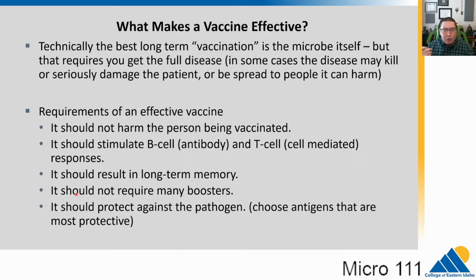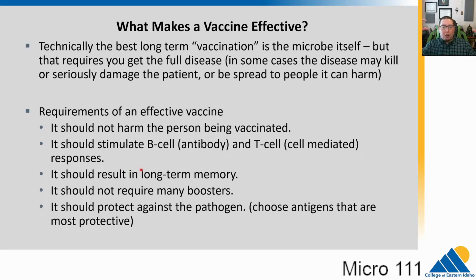This is an interesting thing. Humans are inherently lazy, and the more times they're required to go do something, the less they're going to do it, right? We saw with COVID-19 vaccination, there was like a 10% drop off almost in people who got the first dose and the second dose. That's just generally out of sheer laziness, right? So the fewer boosters you need, the more likely people are to get them. And then obviously it should protect against the pathogen. This is tied into stimulating the B and T cells and the memory part of things.